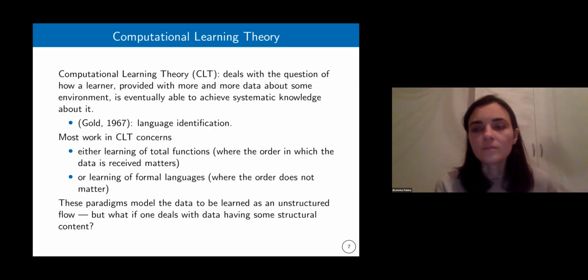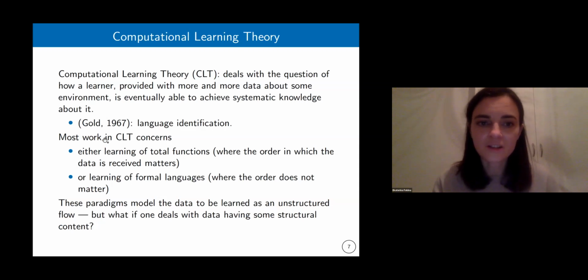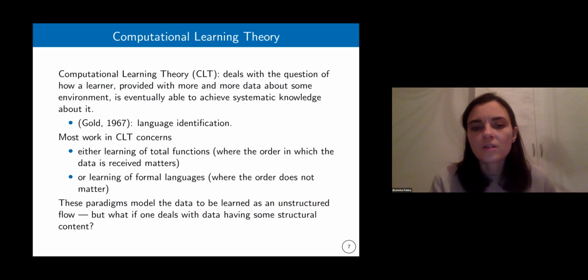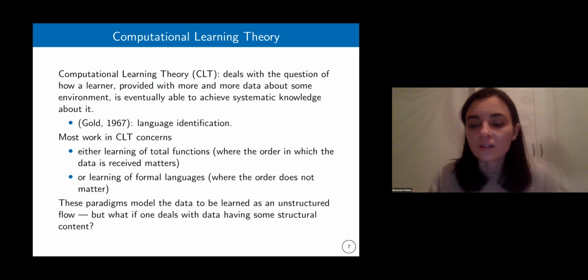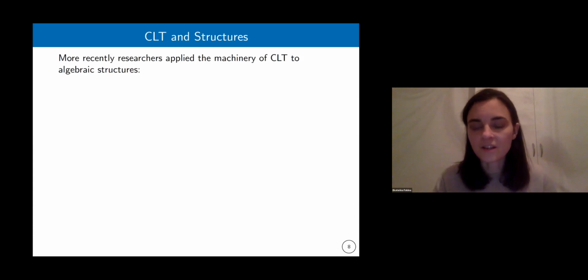Okay, so computational learning theory is a large field which developed starting from the paper by Gold in 1967. But mostly it concerns either learning of functions or languages. Basically unstructured information, so elements are not really related to each other. And what we do is applying these ideas, but to algebraic structures.